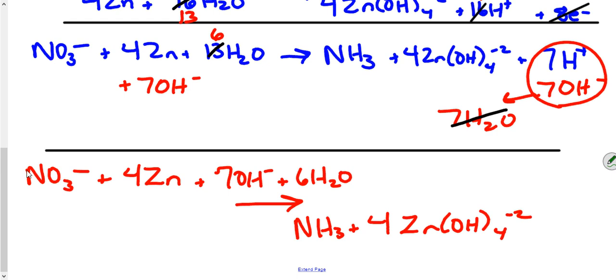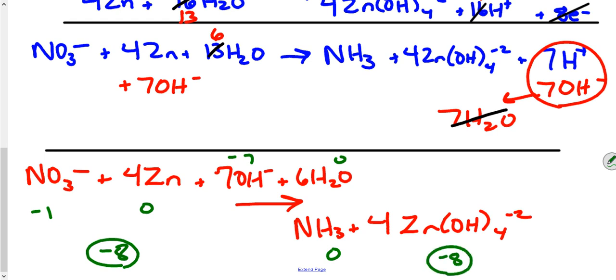So again, a quick check to make sure that we've done this right. We have 1 minus from the nitrate, 0 from the zincs, 7 minuses from the hydroxides, and 0 from the waters is a total of -8 on the reactant side of the equation. We have 0 charge from the ammonia, and 4 groups of -2 is -8 from here. So -8 on both sides. We know we have this reaction balanced properly.